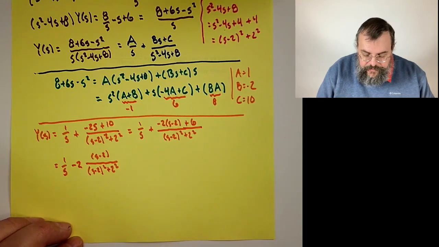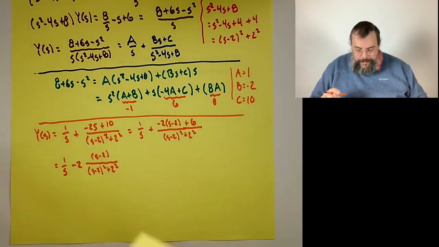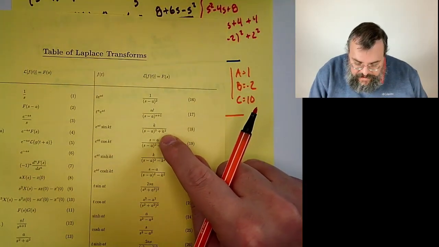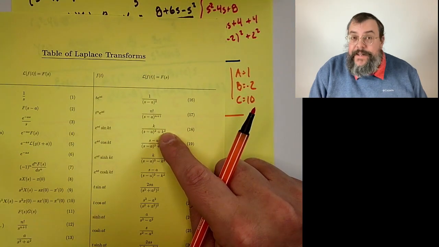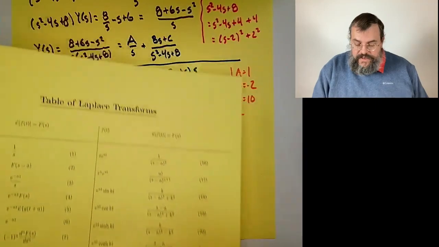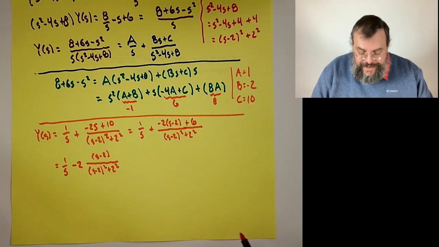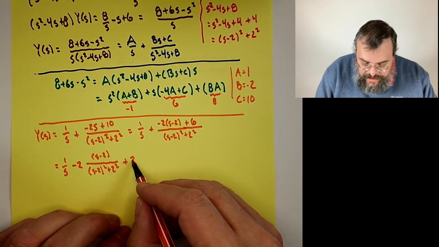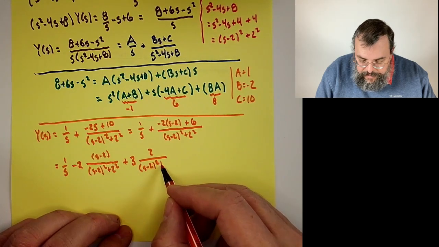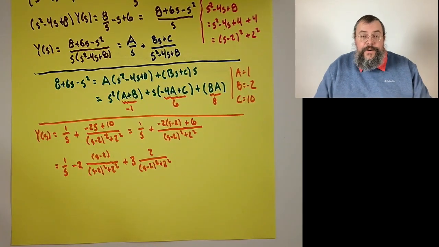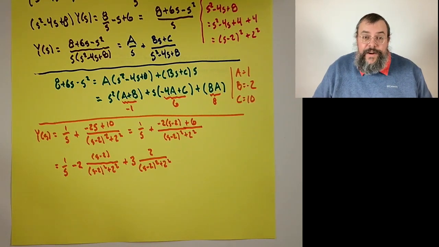Okay. Now, the next thing, the table, is a constant upstairs, but we want that constant to match the k. Now, k should be 2, so we really want a 2 upstairs. So the 6, we'll think of as 3 times 2. So we're going to pull out a 3, and then we're going to have 2 over s minus 2 squared plus 2 squared. And now we're like, wow, perfect. Each one of these pieces is on our table.